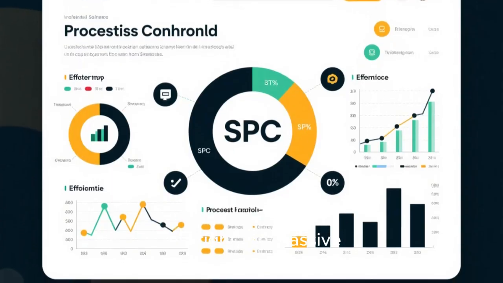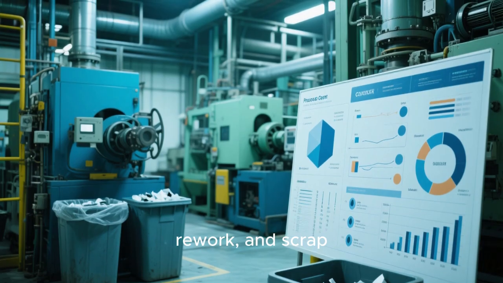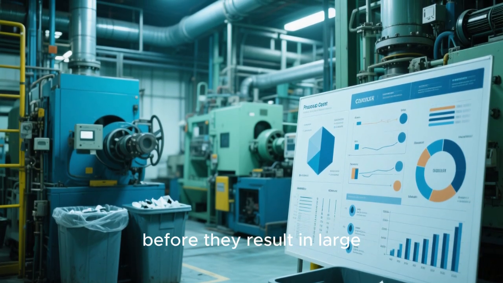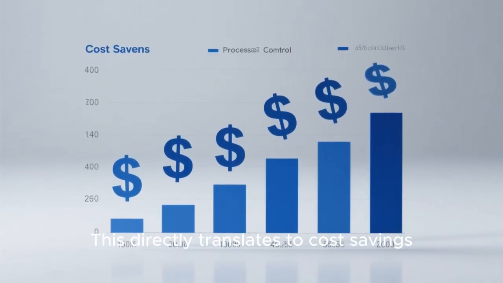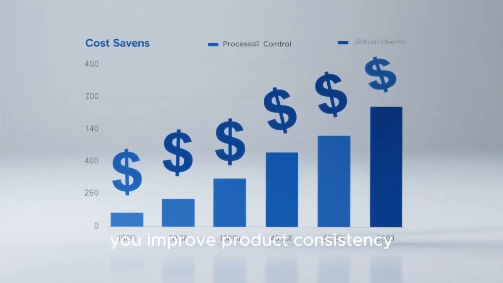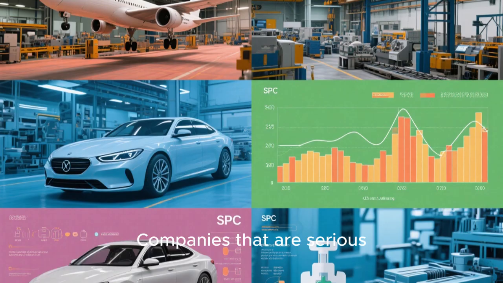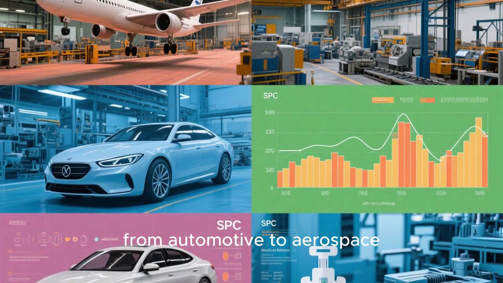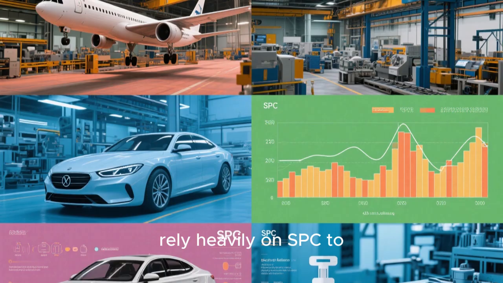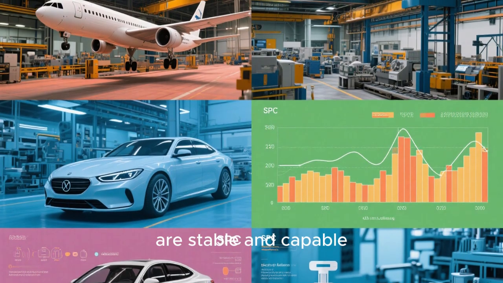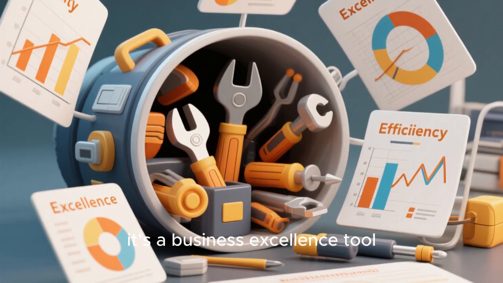The benefits of doing this right are massive. First, you get a dramatic reduction in waste, rework, and scrap because you're catching problems before they result in large batches of bad product. This directly translates to cost savings. Second, you improve product consistency, which leads to higher customer loyalty and a stronger brand reputation. Companies that are serious about quality, from automotive to aerospace to medical devices regulated by the FDA, rely heavily on SPC to ensure their processes are stable and capable. It's not just a quality tool, it's a business excellence tool.